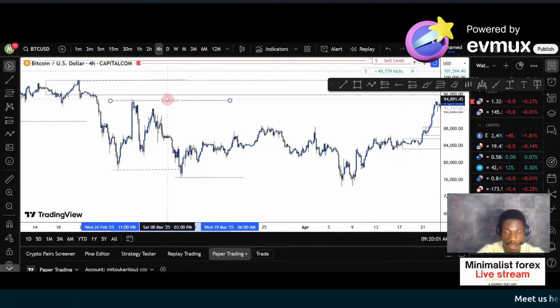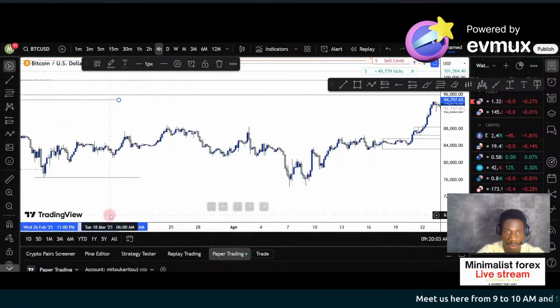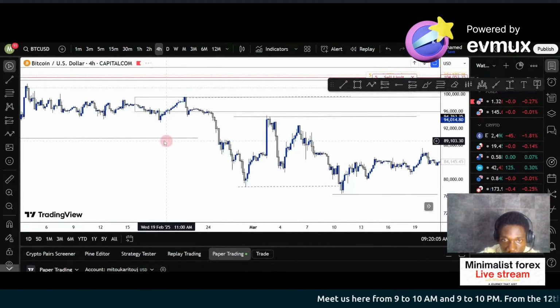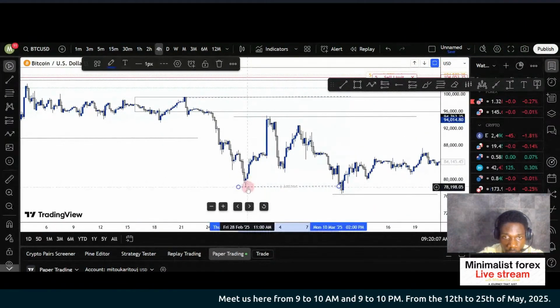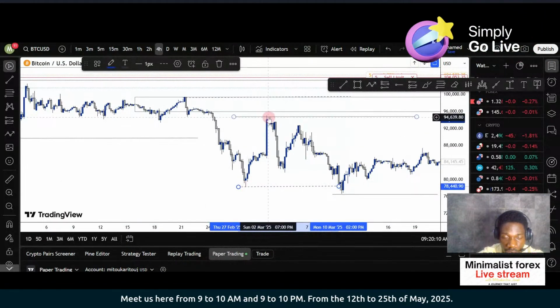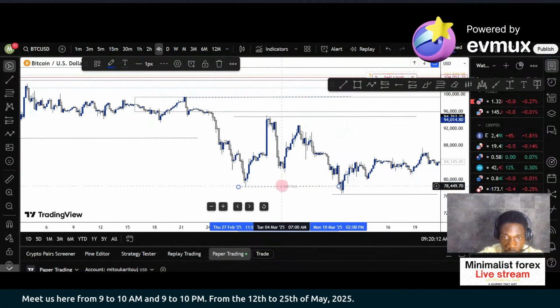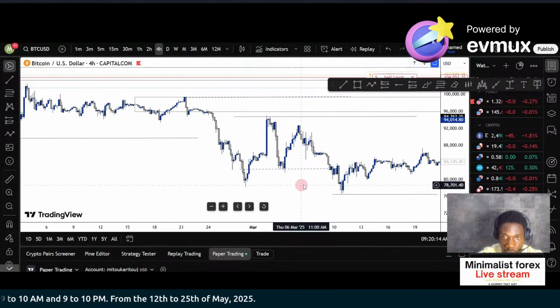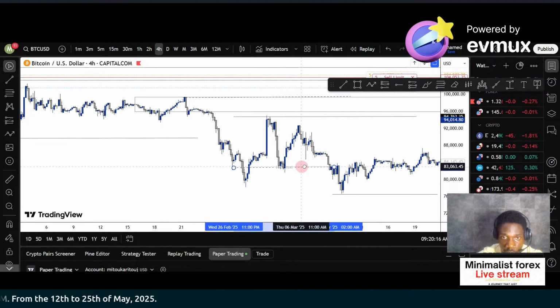And so, a perfect case. Look at this. This was a support. This was a support. Price went up, created the resistance, came down, created another support here. Created another support here. And mind you, support is not just a line, it's a zone.